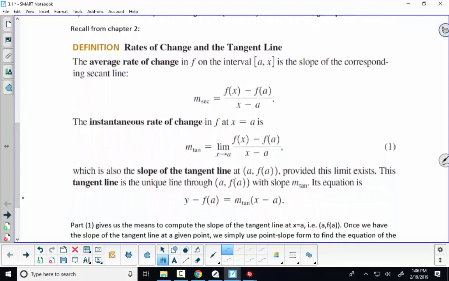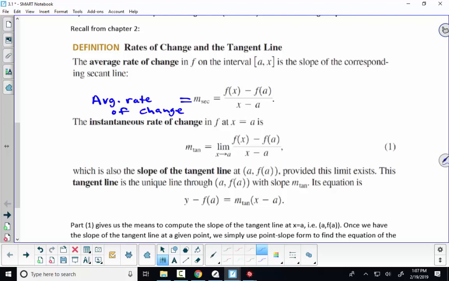So if you'll recall, in chapter 2, we started looking at average rates of change, or the slope of a secant line, which is just the slope of a line connecting 2 points. So we started off with this as our average rate of change. And the slope of the secant line were the same thing. We just defined that as a change in y over a change in x, as x goes from a to x. Okay, so we then took the limit in order to define the instantaneous rate of change.